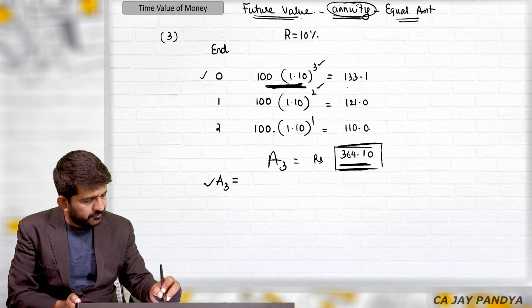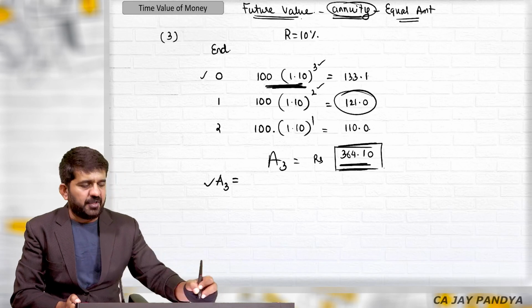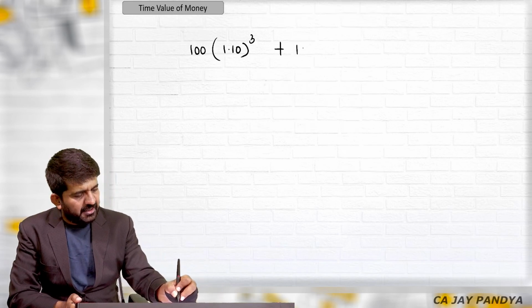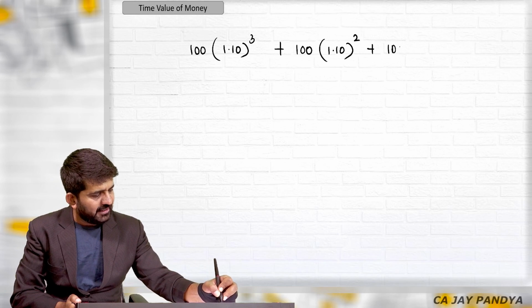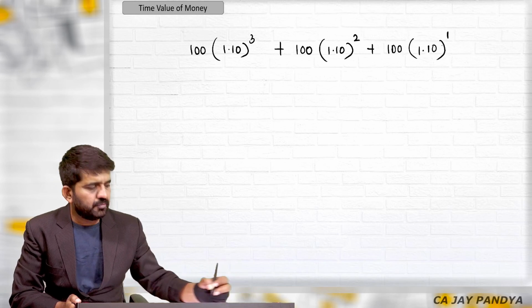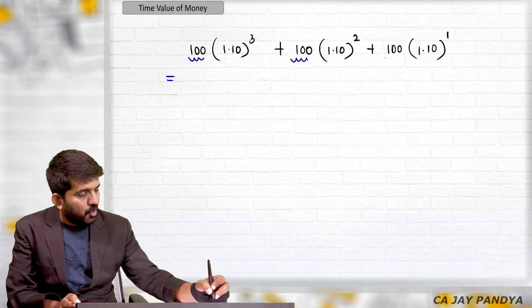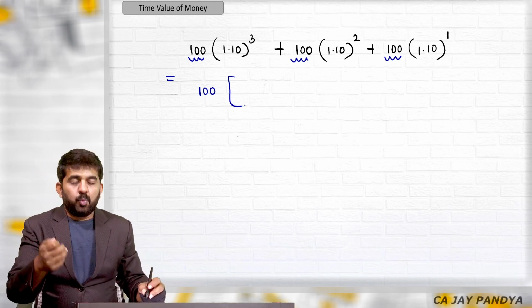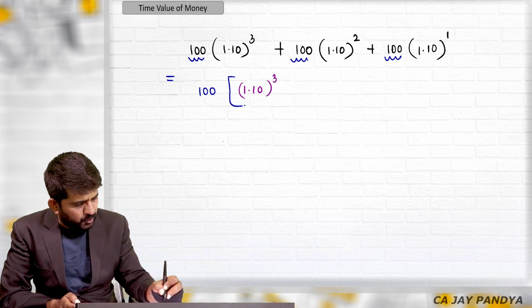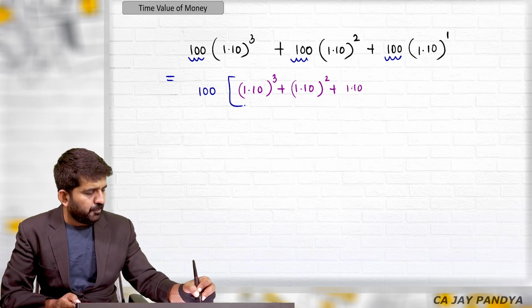This portion, the answer is 133.1. It is nothing but 100 into 1.10 raised to 3. Then we are adding this figure to 133.1, which is nothing but 100 into 1.10 raised to 2. And again we are adding 100 into 1.10 raised to 1. So mathematically what can we do? We can take this 100 common. So what will remain is 1.10 raised to 3 plus 1.10 raised to 2 plus 1.10 raised to 1.